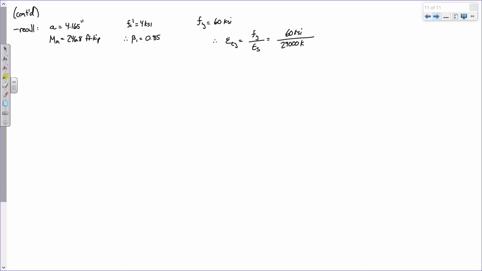So that's 60 ksi over what? 29. There you go. I want that number burned into the back of your head by the time you graduate. E, Young's modulus for steel is 29,000 ksi. Just like the unit weight of water, 62.4 pounds per cubic foot. See, I know very little about fluids. Okay, what is this? It's going to be a really small number. Give it to me in 5 decimal places.